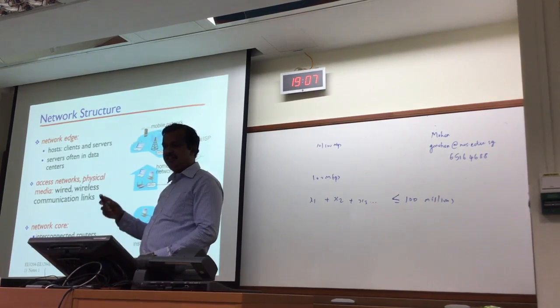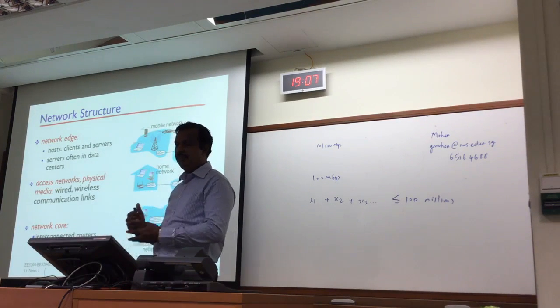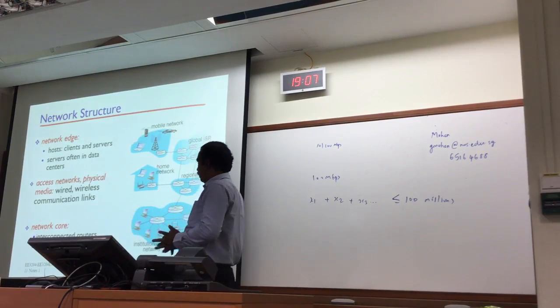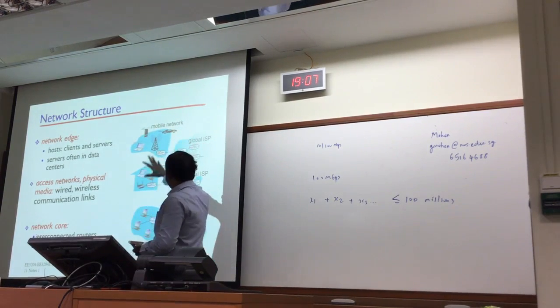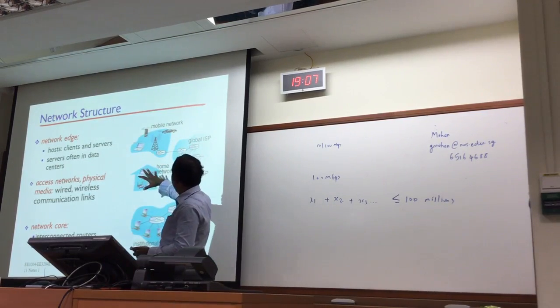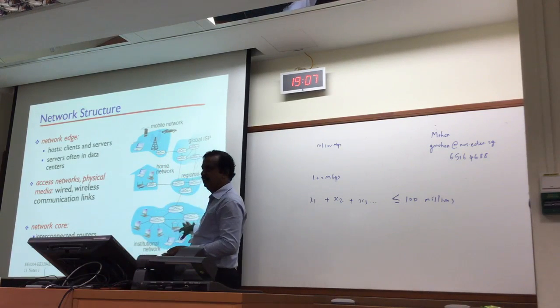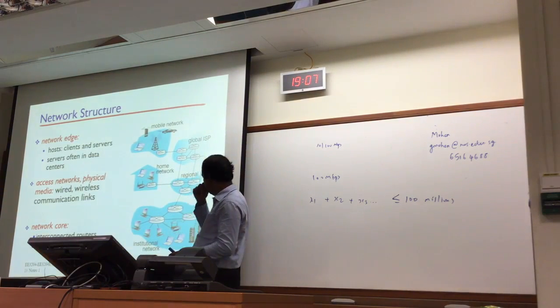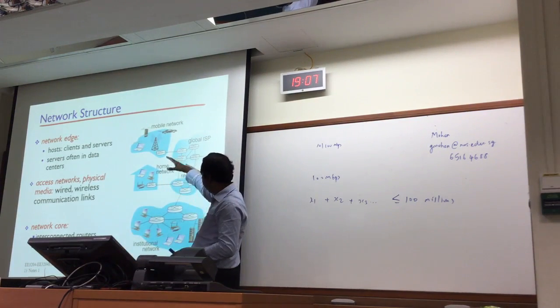So again, let's revisit the big picture, the whole network structure. There are different ways to look at it, but the overall structure is something similar to this. We have home networks, mobile networks, the enterprise or institution, company, campus. There are different names. There's another network here, and they all have different structures.